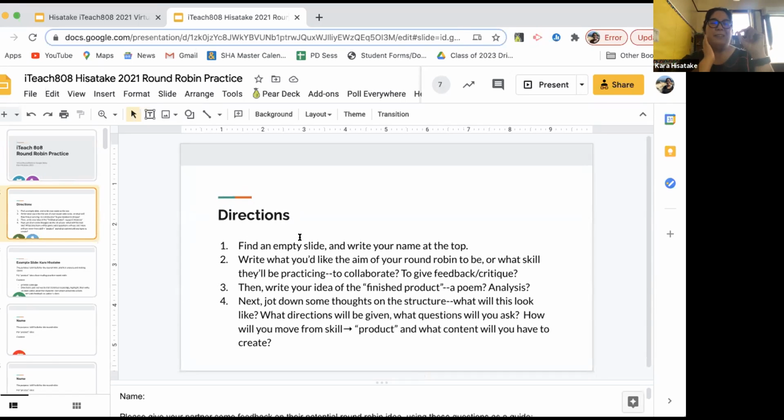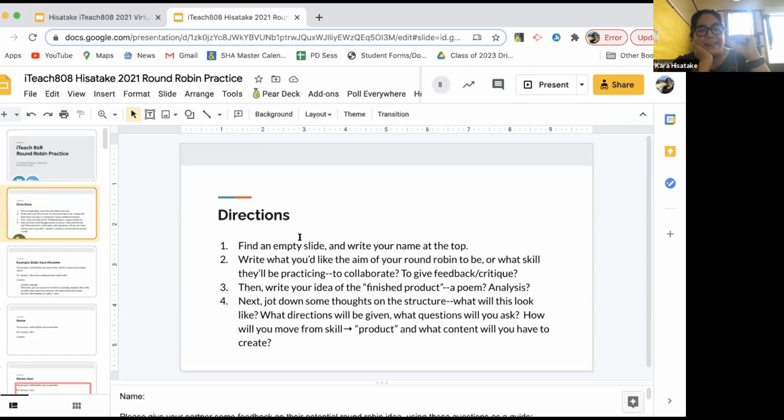And then you're gonna think about what kind of round robin would you like to create? What kind of skill do you want your students to practice? What kind of collaboration are they gonna have? Really, what's the aim here? And then you're thinking, what do you want them to leave with? What's the finished product? Are they gonna create a poem together? Are they going to do some kind of workshop or peer review?